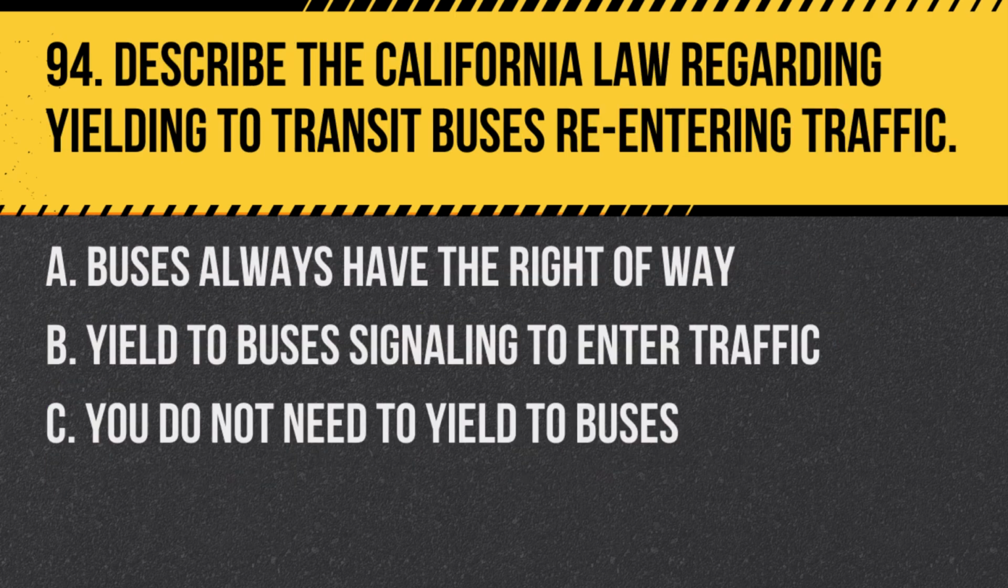Question 94. Describe the California law regarding yielding to transit buses re-entering traffic. A. Buses always have the right of way. B. Yield to buses signaling to enter traffic. C. You do not need to yield to buses. Answer. B. Yield to buses signaling to enter traffic. In California, drivers should yield to transit buses that are signaling to re-enter traffic.